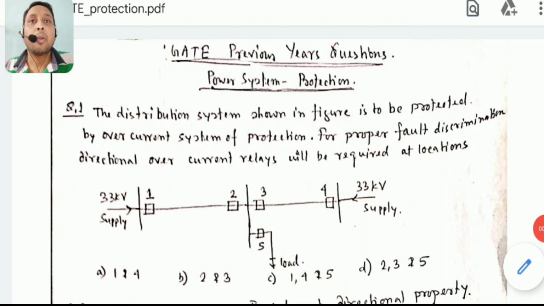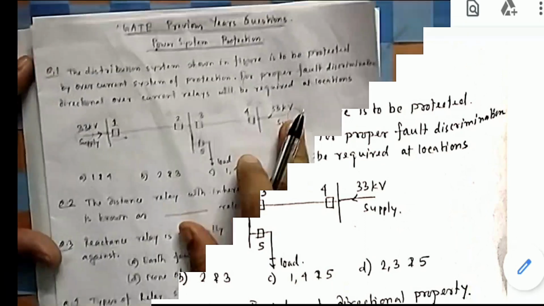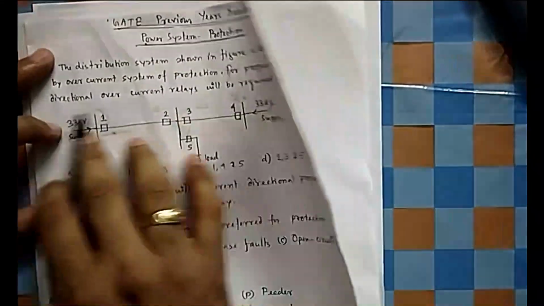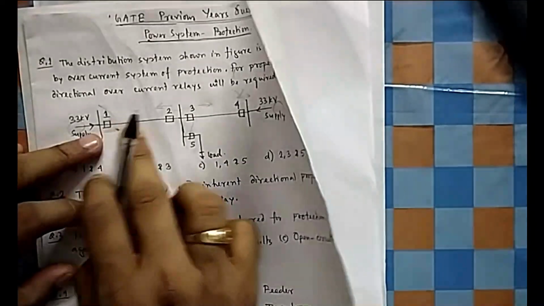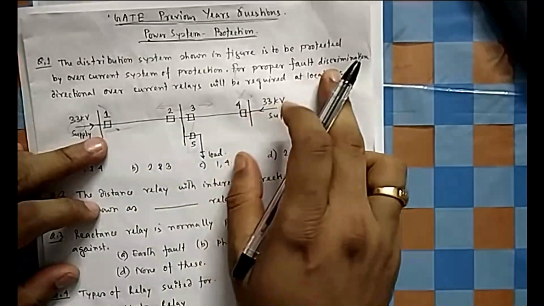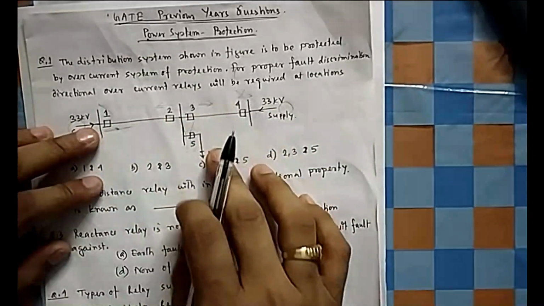Okay students, welcome you all to this new lecture. Today I have taken some questions on protection. Okay, then let's start. So in question number 1, they have given a distribution system and they are asking which of these directional overcurrent relays should be directional. Which of the overcurrent relays 1, 2, 3, 4, 5 should be directional for this protection.